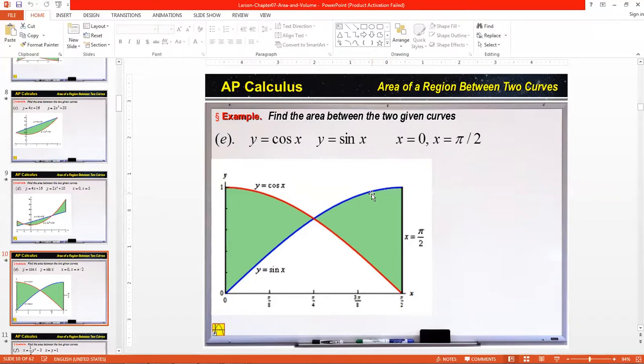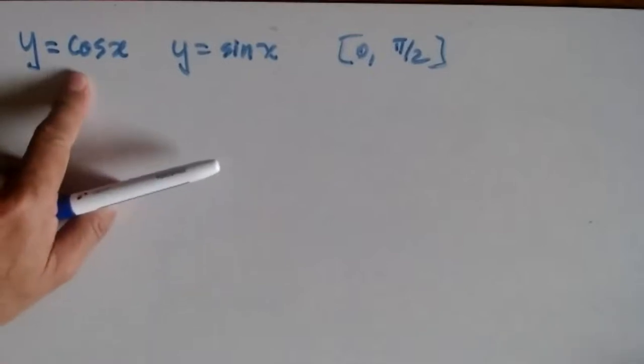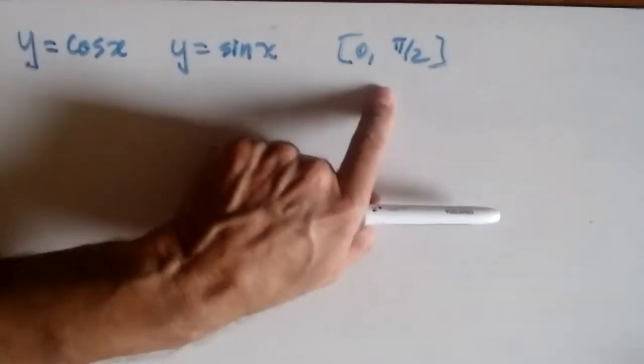So in this case, what you have to do is very simple. Let me write these expressions on the board and solve the problem. I have y equals cosine x, y equals sine x, and the interval 0 to pi over 2. Let me go back to my board. Here is my board. We have y equals cosine x, y equals sine x. The interval is 0 to pi over 2.